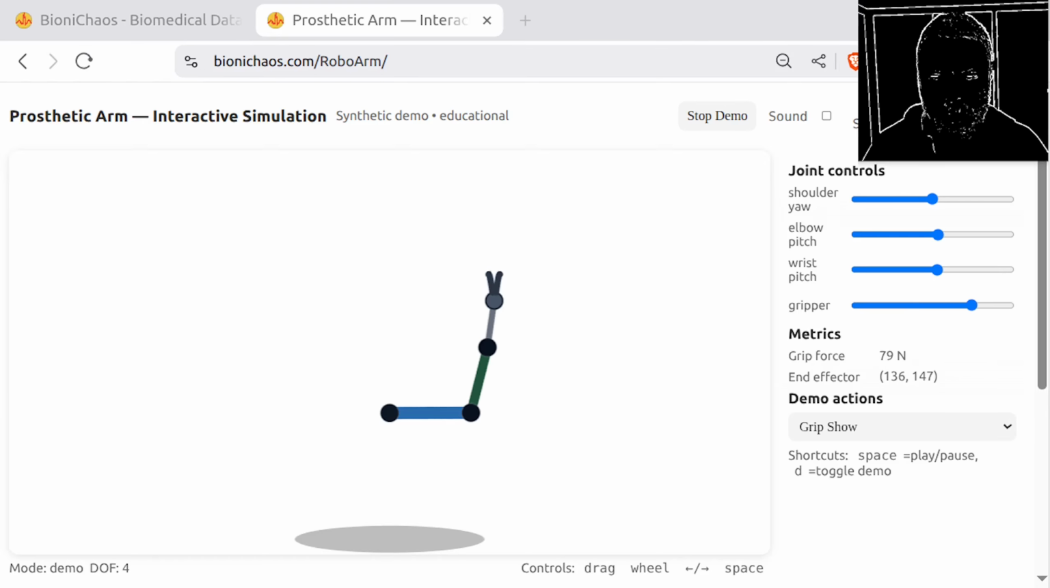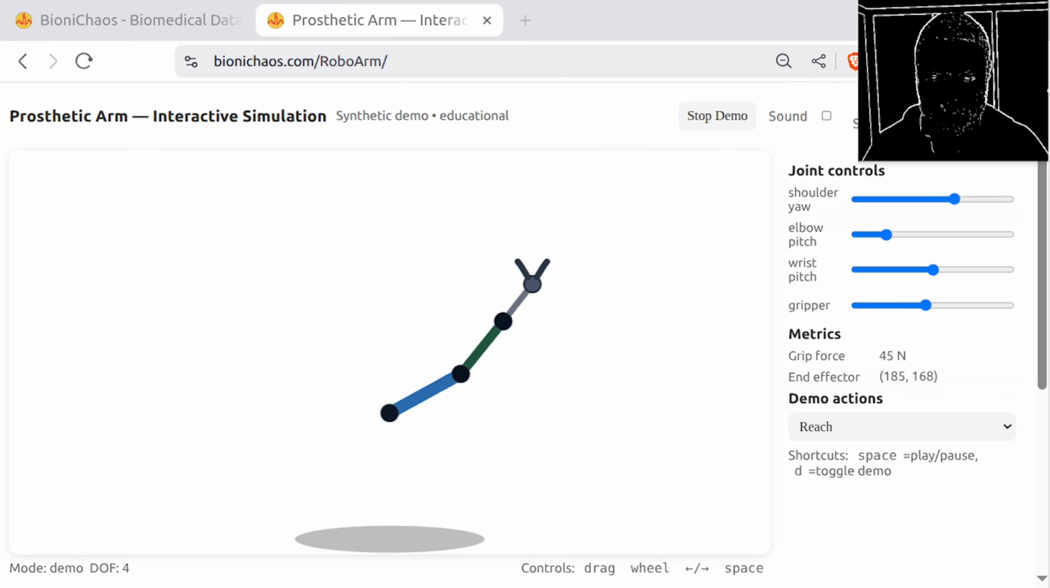Any issues with this web application? Do you have any questions? There doesn't seem to be any obvious issues with the web application. The simulation appears to be running correctly, and the controls are visible and functional.